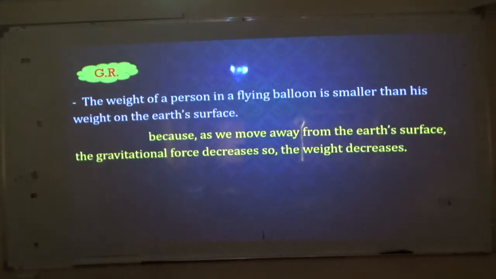Because as we move away from the Earth's surface, the gravitational force decreases, so the weight decreases. And we know that weight is a gravitational force by which a body or an object is attracted to the center of the Earth. As you move away from the Earth's surface, you will be less attracted to the center of the Earth, and your weight will decrease.